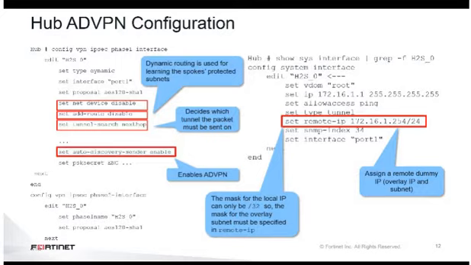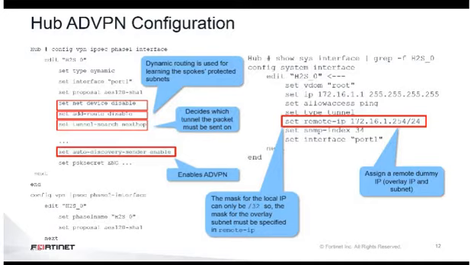Assign an overlay IP address to the IPsec virtual interface. This is a requirement for having a dynamic routing protocol over IPsec. The overlay IPs of all hub and spoke participants are in the same subnet. For the remote IP, you can use an unused IP from the overlay subnet. You will need to add the appropriate subnet based on the number of hubs and spokes.